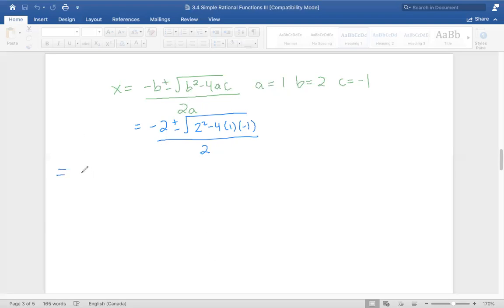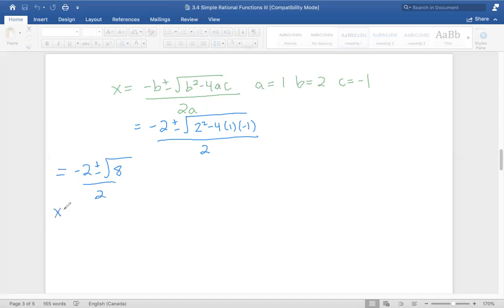I'm just noticing I'm kind of wasting space here, so I'm going to move over. -2 plus or minus, let's get that down to 4. 2 squared is 4. -4 times 1 is -4. -4 times -1 is +4. So 4 plus 4, I get down to 8. And now it's where I can break it up.